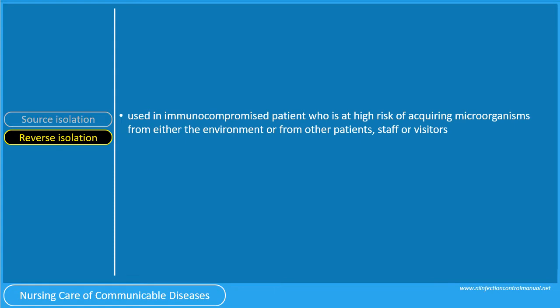It is used in immunocompromised patients who are at risk of acquiring microorganisms from either the environment or from other patients, staff, or visitors. In some centers that use reverse isolation, the healthcare providers and visitors to a patient who is neutropenic wear gowns and gloves, since most of the infections these patients develop are due to organisms that colonize the patient's own skin and bowel. The validity of such schemes is dubious, and limited clinical data do not support their use.